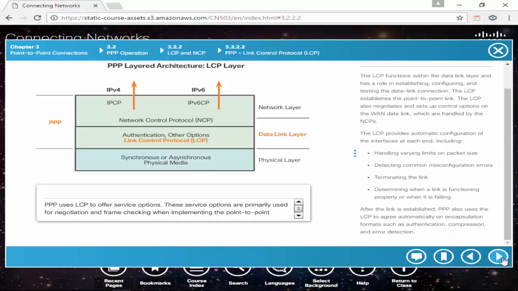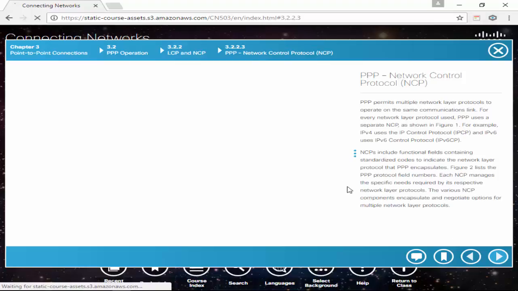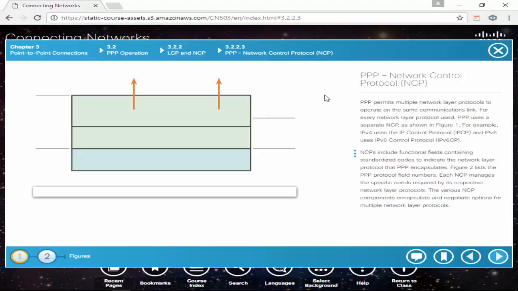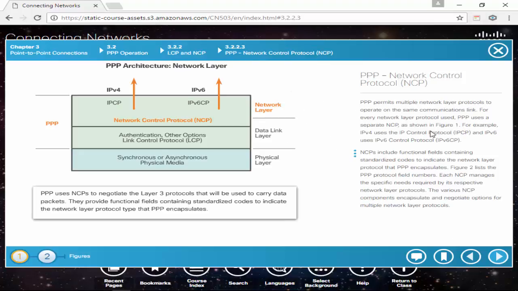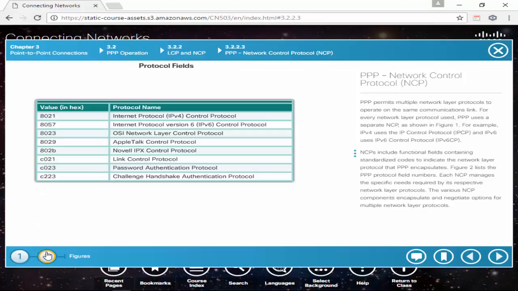Okay, so those are the important things about LCP, but probably the question you're going to be asked is what's handling authentication, compression, and error detection? Well, that's the LCP. And link quality would be on there too. Then we have the NCP. NCP just negotiates with the layer 3 protocols and hands them off. Here are some NCP protocols.